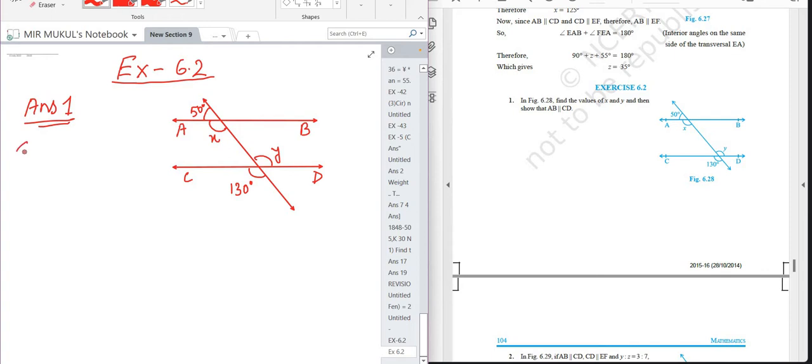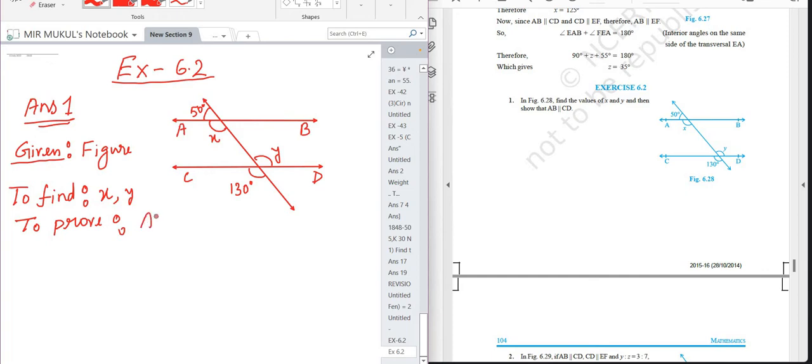So what is given? Since the figure is given, you can write figure. Now to find, we have to find x and y. To prove, what we have to prove? AB parallel to CD. Now solution.